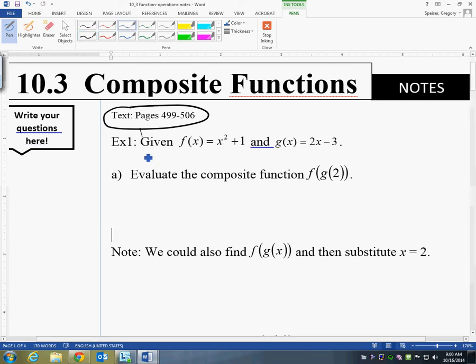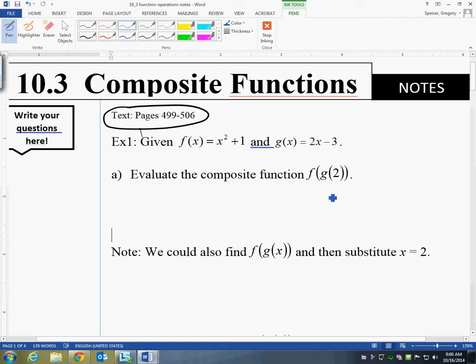In the first example, we're going to be using f of x, which is x squared plus 1, and g of x, which is equal to 2x minus 3. We'd like to evaluate the composite function of f of g of 2. So inside of function f is function g, and we're going to evaluate function g at 2 first of all.